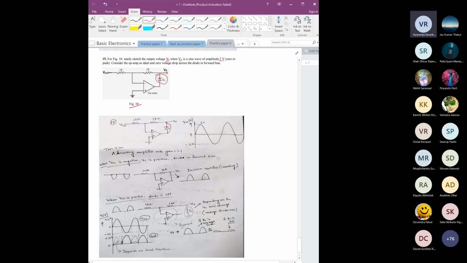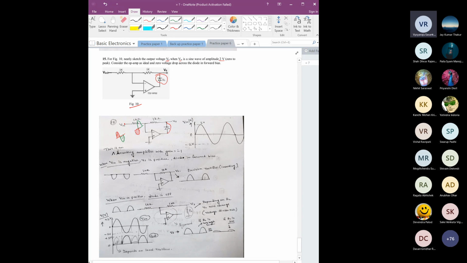But when this V in is negative, this is an inverting amplifier, so for the positive sinusoidal part, the output is expected to be negative. But during that part the diode will not conduct, so you will not get any output. So for the positive half, you will not get any output. But what about the negative half? For the negative half of the input, you will get an output in the positive half.